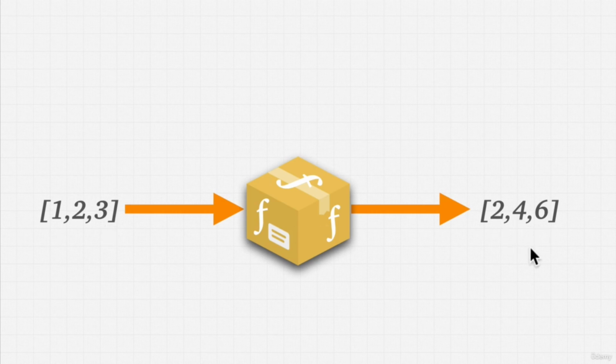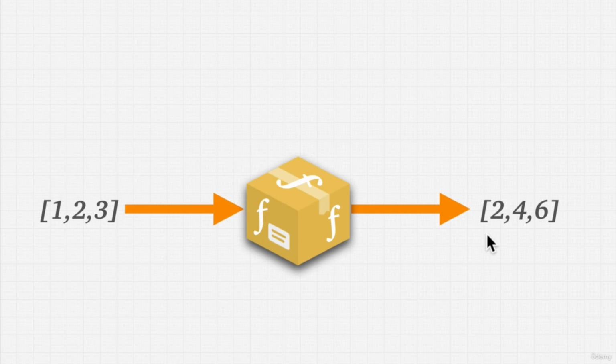Now, a pure function has two rules. One is that given the same input, it will always return the same output. That is, every time we give 1, 2, and 3 in a list to a function that we create, it should always return the same output. So if I run this function millions of times with the same input, it should result in the same output.